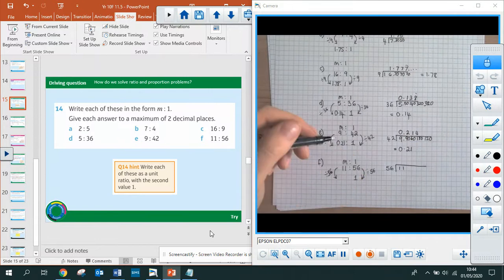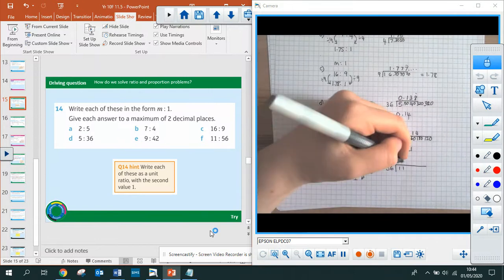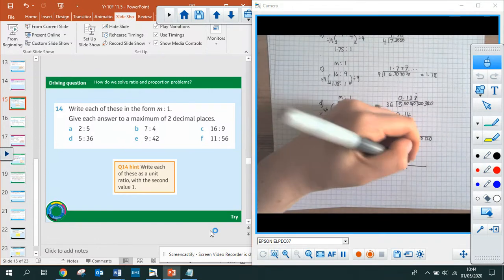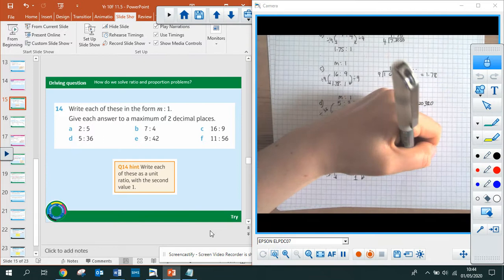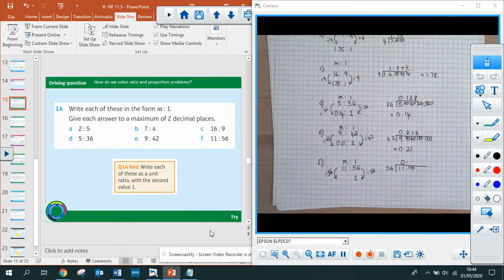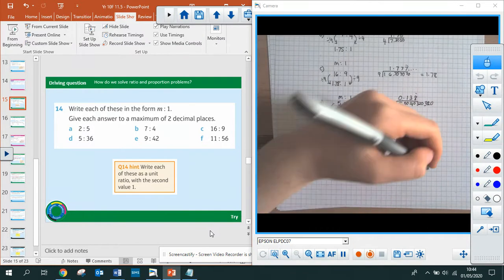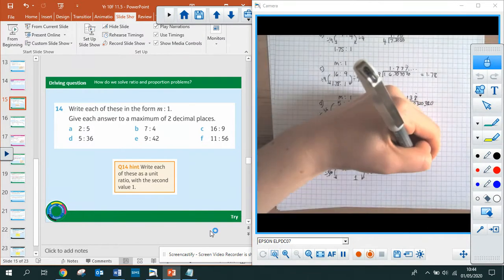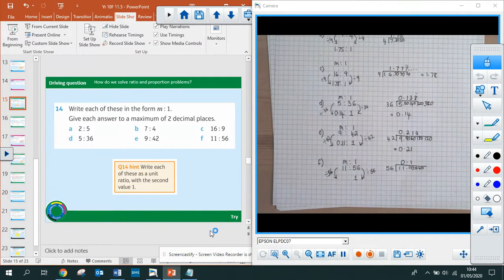56 doesn't go into 11 at all, so that's going to be a 0. We've got to the end of the number, so we need to put a decimal. We carry the 11 and put the 0 on the end. 56 goes into 110 once, with 54 remaining, so that's going to become 540.